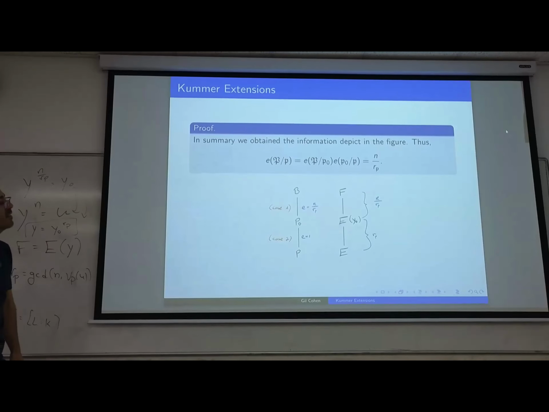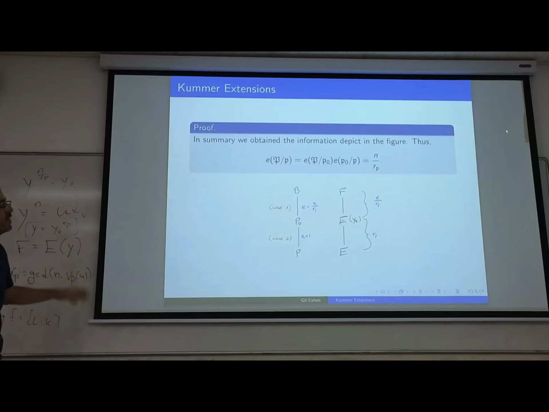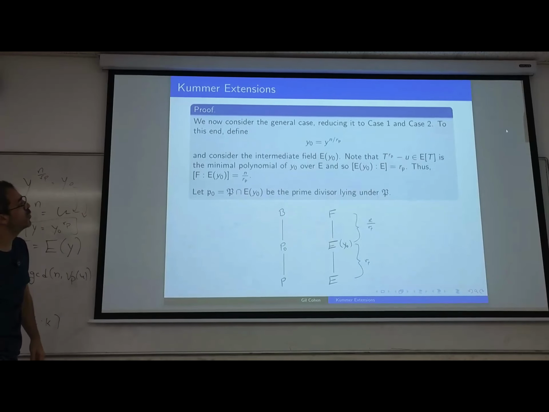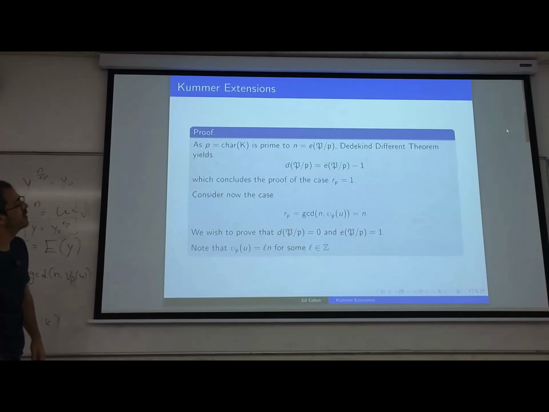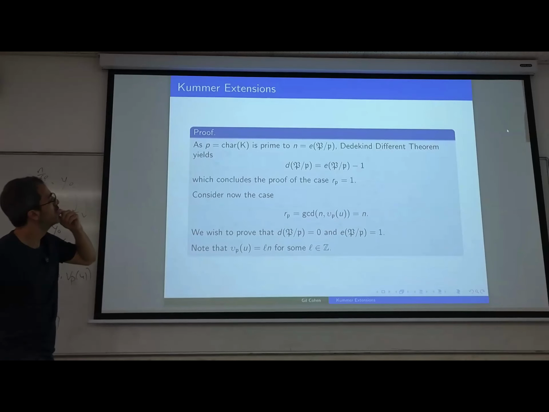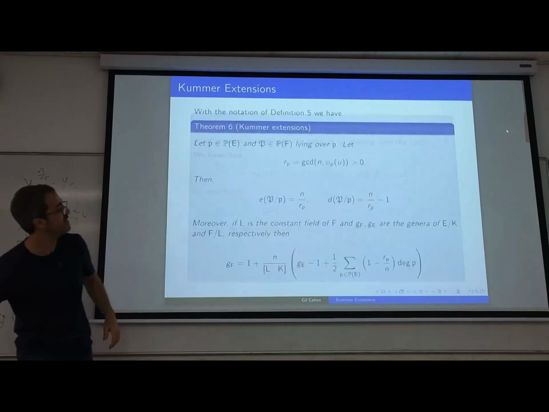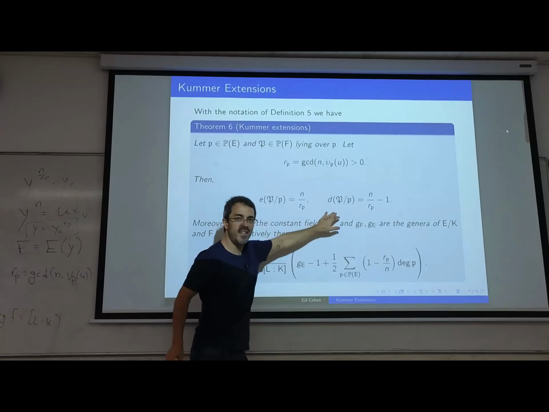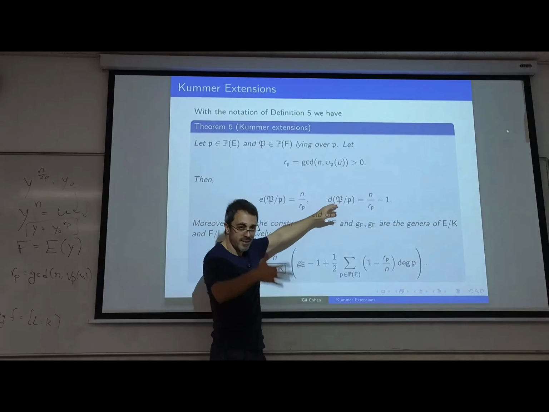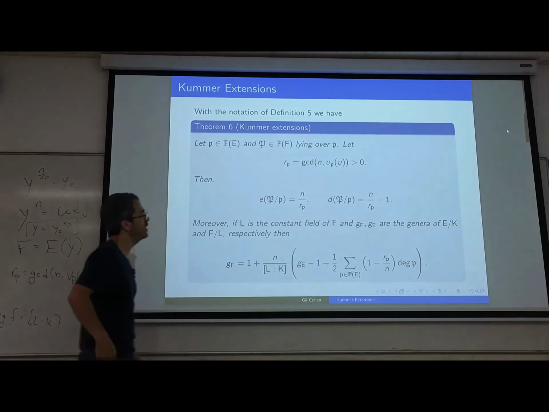Right. Exactly. So he really heavily used the Kummer type extension. And now, if you remember, that's what we wanted to prove. We wanted to prove that this is E, this is D. I proved the E. I'm not going to prove the D. It's kind of implied by the different, essentially.